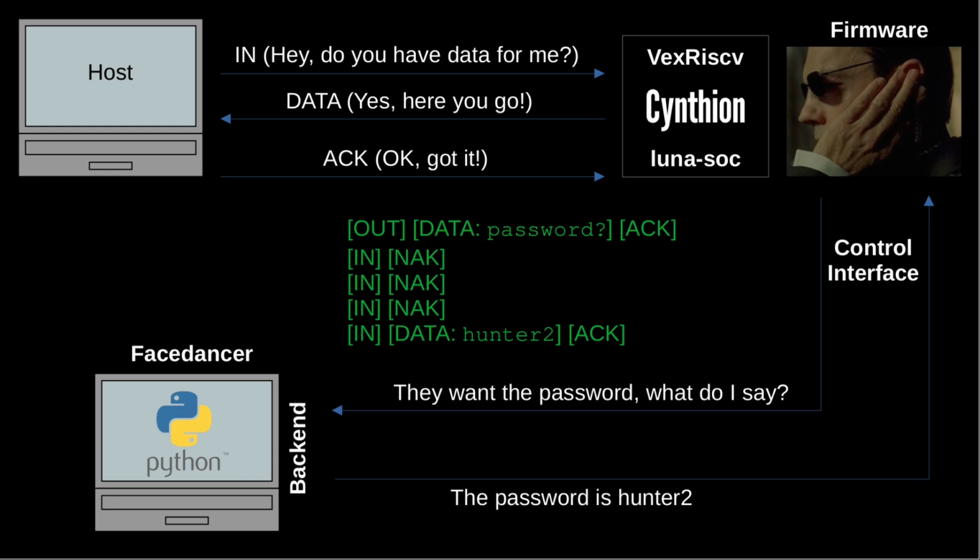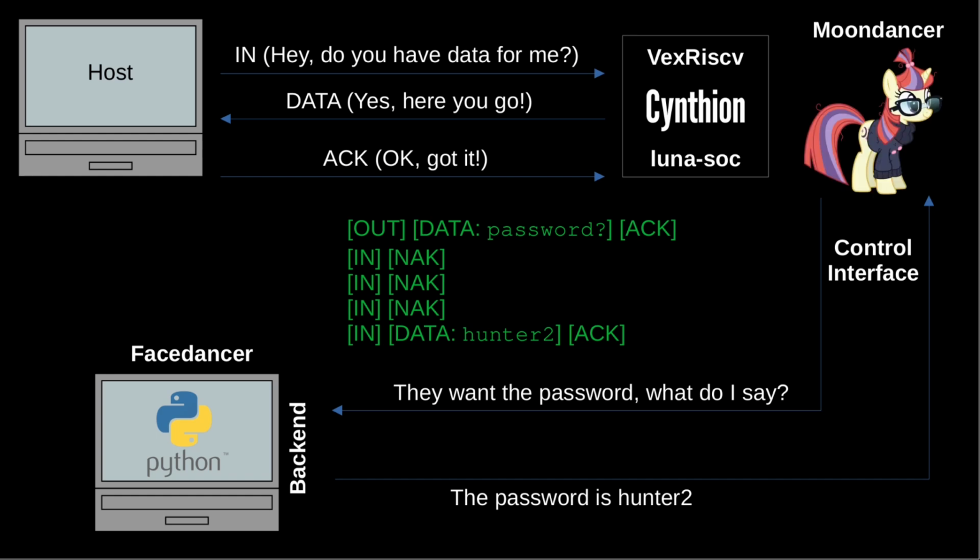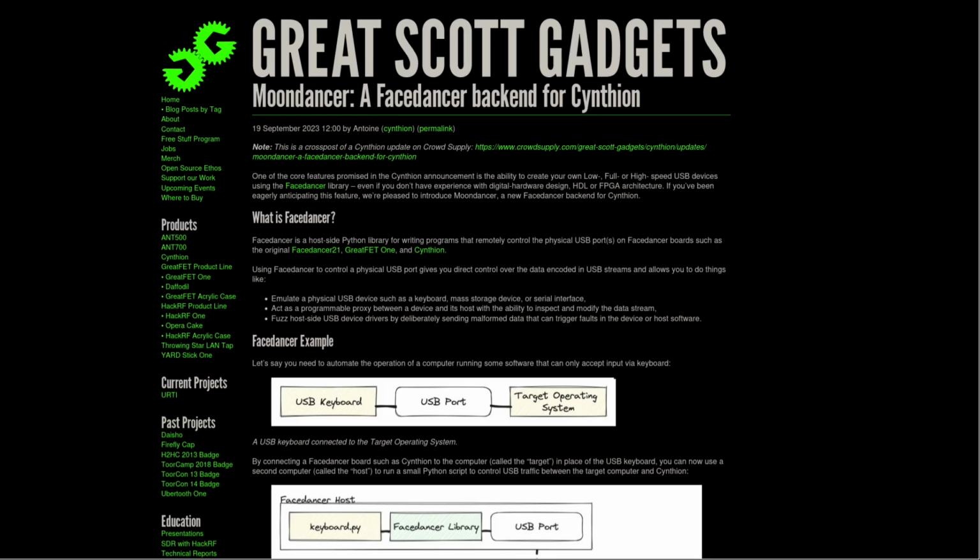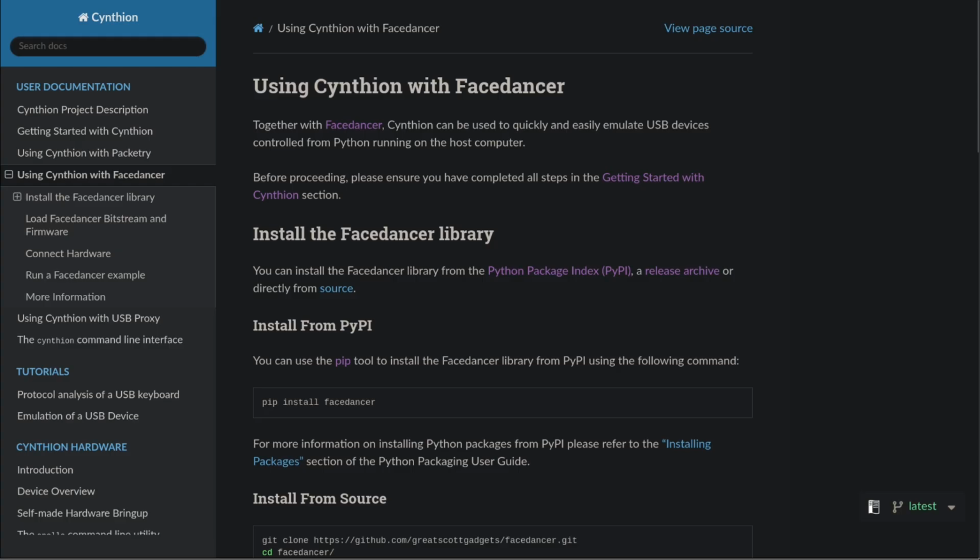So that system-on-chip runs the firmware that he wrote, which is called Moondancer, because it's combining Luna with Facedancer, and of course because friendship is magic, and Moondancer is written in Rust. So this is a really neat solution, and also if you want to, you can write your own firmware for this system on chip, and that's one of the ways that you can develop for Cynthion now, and we have examples of that for both C and Rust. And Antoine has a great blog post about all this work, which you can check out on the Great Scott Gadgets site.